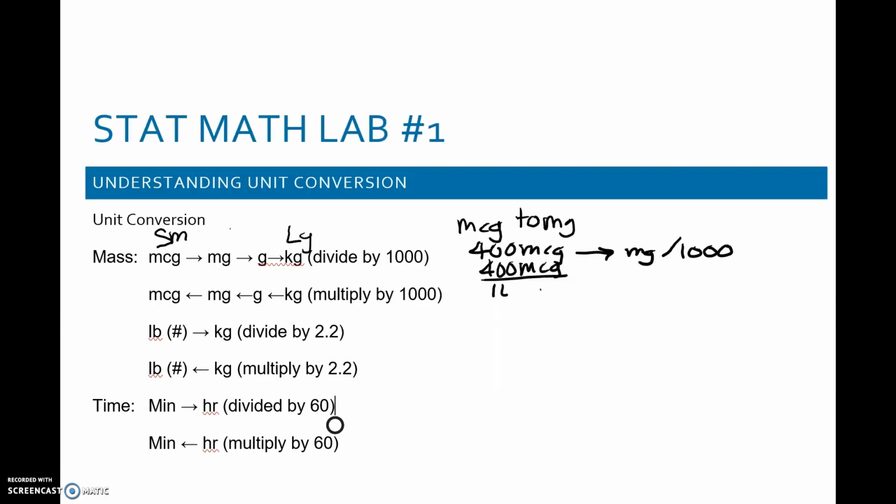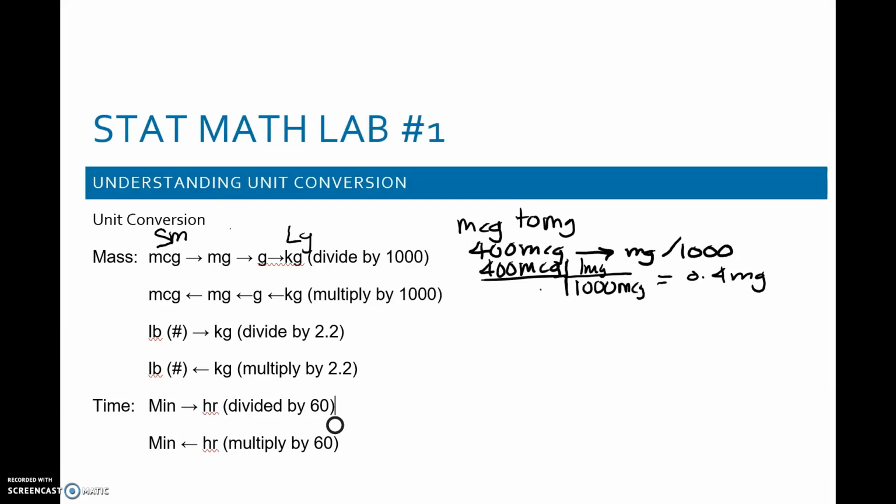we don't want to go there yet. We're going to actually set this up with dimensional analysis. So I'm going to put a little line here. And then we're going to say our conversion factor. We know that there are 1,000 micrograms in 1 milligram. So we're going to put 1 milligram up here and then divide it by 1,000 micrograms. If we do 400 divided by 1,000, this gives us 0.4 milligrams.